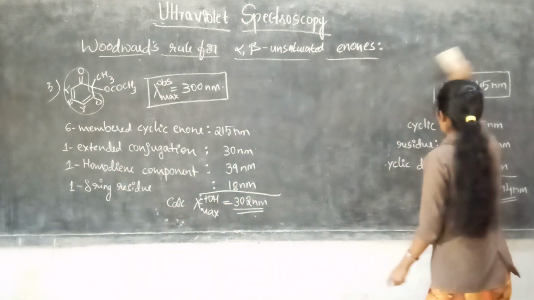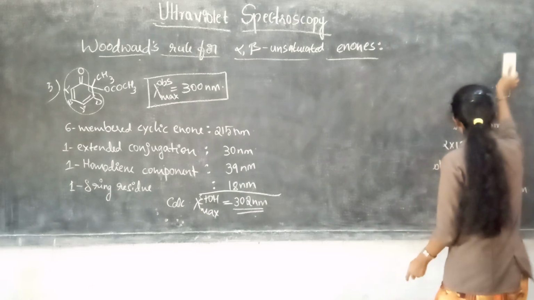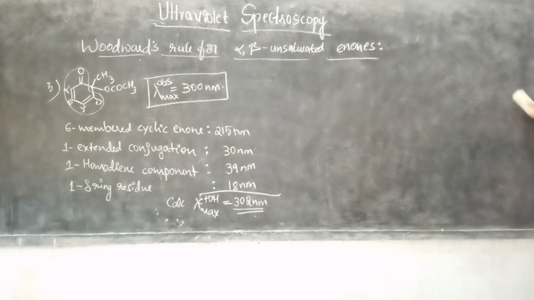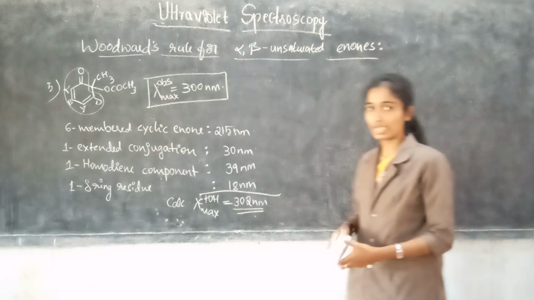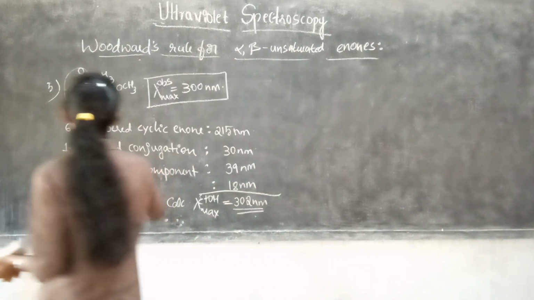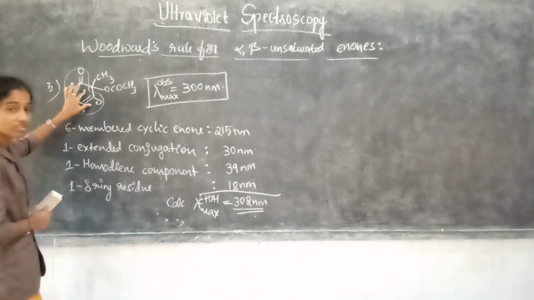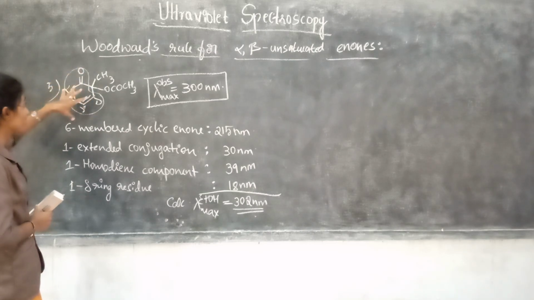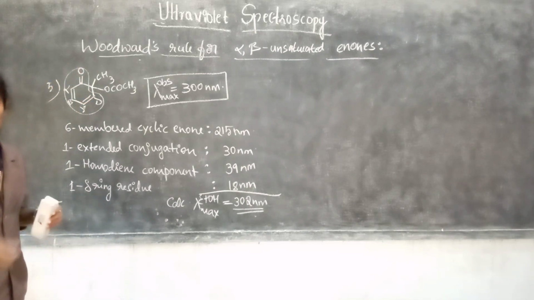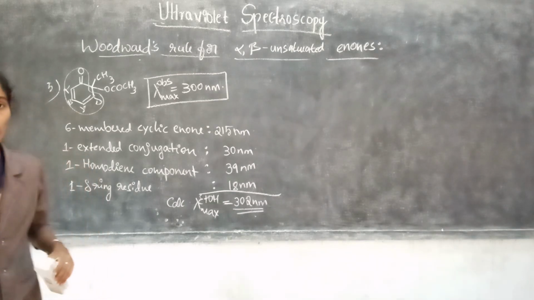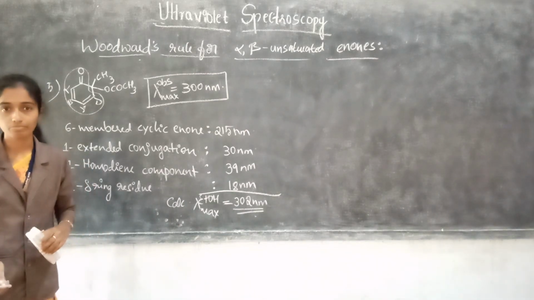This is another problem containing a homodiene system. If any homodiene component is present, then there will be addition of 39 nanometer along with the extended conjugation. Here we will consider this bond as extended conjugation, whereas this entire system is the homodiene component.